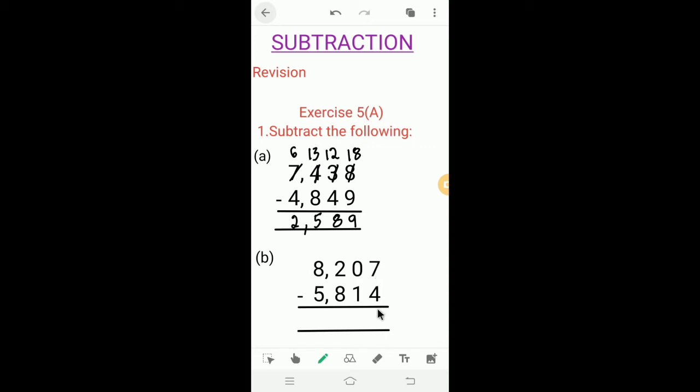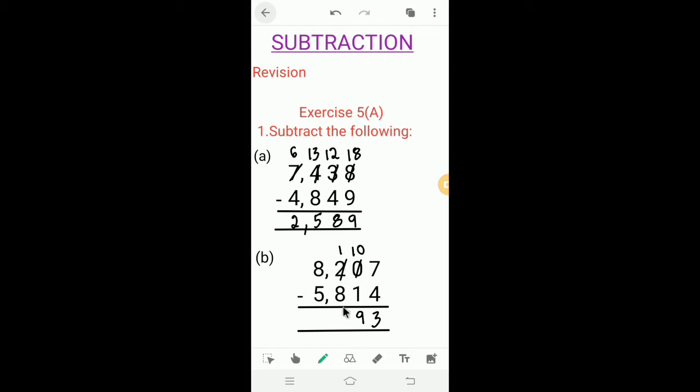Next, B1. 7 minus 4 is how much? 7 minus 4 is 3. 0 minus 1, is it possible to subtract? No, it is not possible. So what we have to do? We have to borrow from the next number. Here the next number is 2. If we borrow from 2, then 2 becomes 1 and here 0 becomes 10. 10 minus 1 is how much? 10 minus 1 is 9.